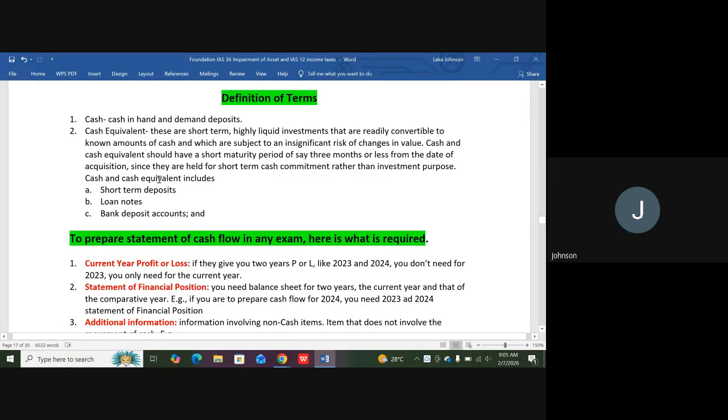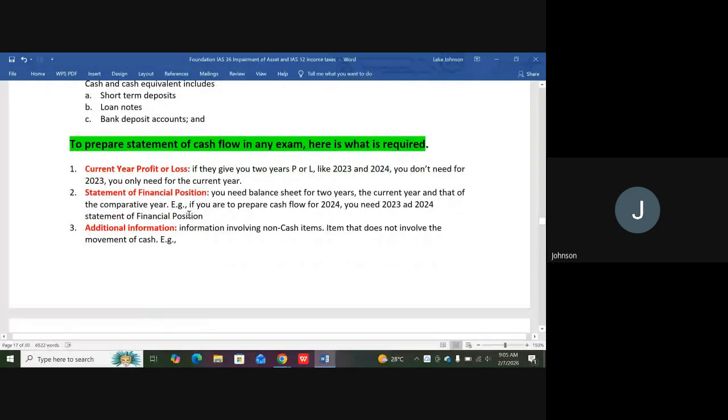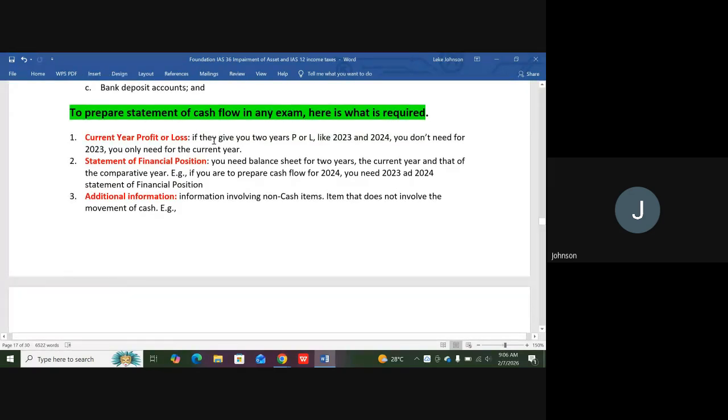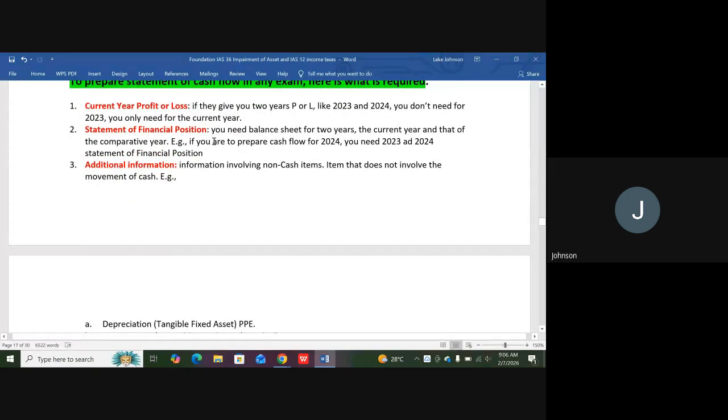So that is that. Now let's see how to prepare the cash flow statement. To prepare a statement of cash flows in any exam, here is what is required. These are the things you must look out for, because we are looking at the exam now. In case you get to the exam hall and you sit down, these are the things you should try to remember, so that you know what to do in the exam.